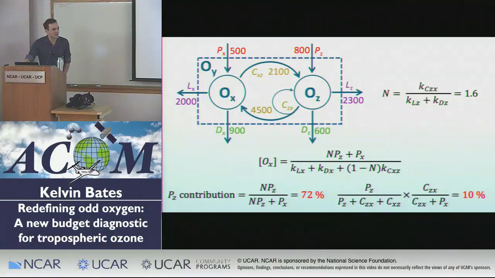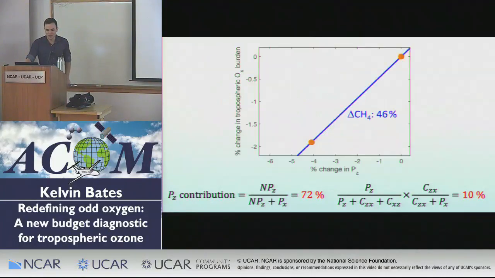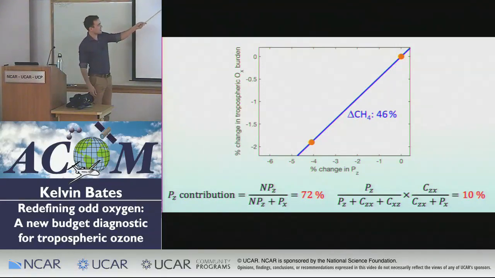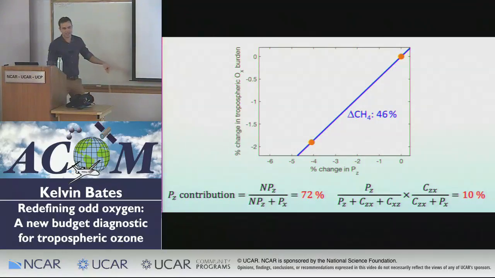It's a little less straightforward how to do this, though, and so we've tried a few different things. One thing that we tried was to perturb methane. It's a pretty crude way of doing it, but of course most formaldehyde, not most, plurality of formaldehyde comes from methane in the atmosphere, in the troposphere. And if we do that, we would get a change in tropospheric OX burden versus change in PZ that implies a contribution of about 46%. Kind of halfway between these.